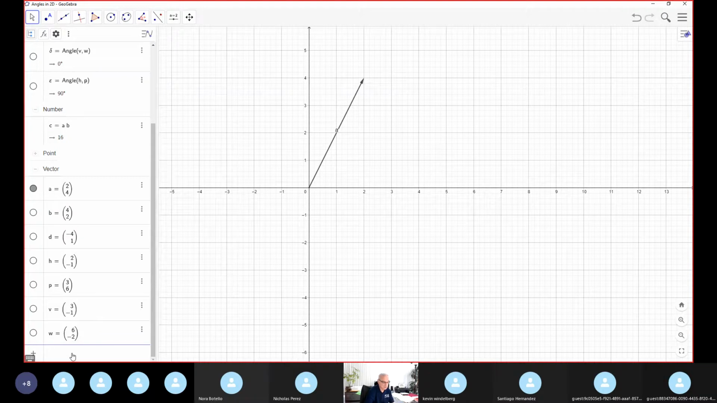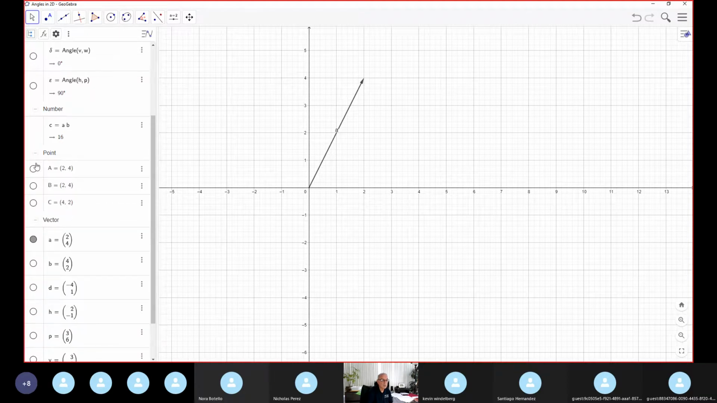Let me try to point the point. Can you see the differences? You put capital A and you open the parenthesis, exactly the same as 2,4. Press enter, bang. What's going on? I have a point here, 2,4. Look, it's already done. Do you see the difference? So if you put a capital letter, it's a point. If you put lowercase, it's a vector.